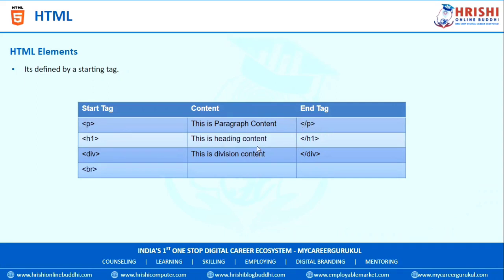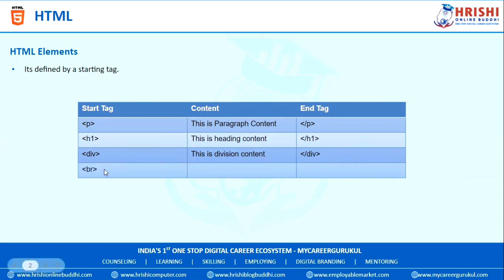The closing tag is defined with the slash, and between the start tag and the end tag there is a content. So this whole is known as an HTML element, and this simply is known as an HTML tag. Next is the H1 tag, again the content and the closing H1 tag. Next is div, again the content and the closing div.